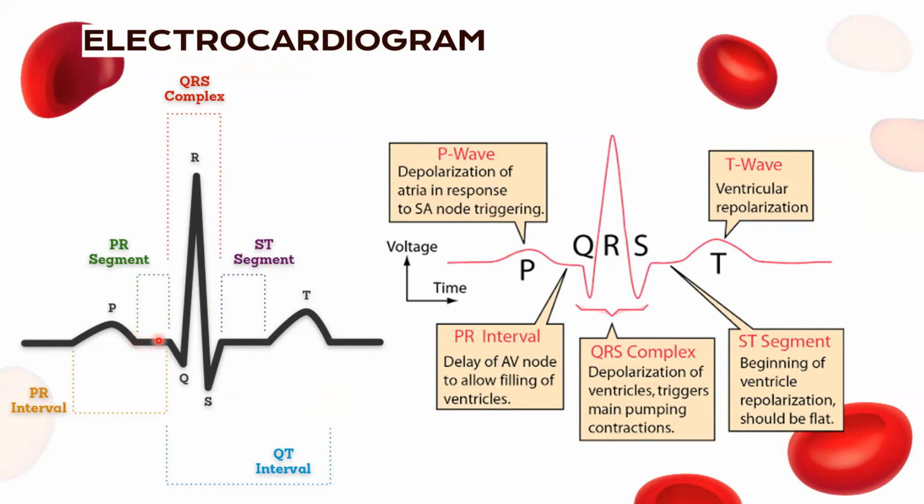Then there would be a PR interval, the delay of the AV node to allow filling of the ventricles. The QRS complex would signify the depolarization of the ventricles. Okay, the ventricles will contract, triggering main pumping contractions. Then the ST segment, the beginning of ventricular repolarization or relaxation, should be flat. And the T wave is for ventricular repolarization, complete relaxation of the ventricles. Depolarization, contraction. Repolarization, relaxation.